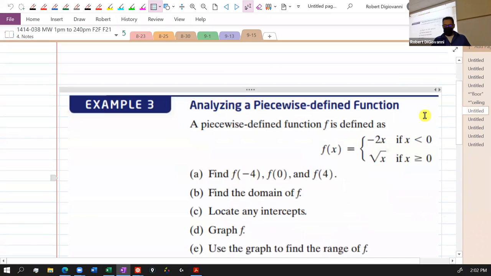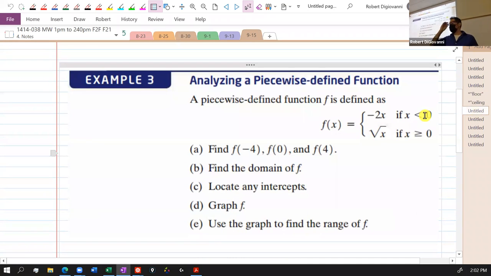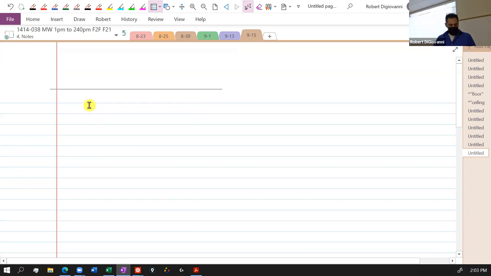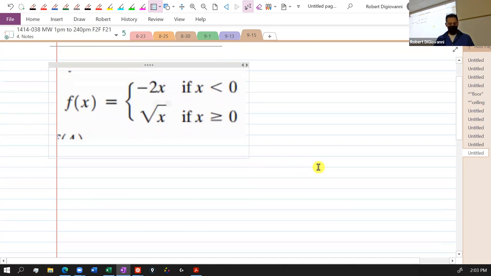So a lot of times in the real world, we need functions that behave a certain way, and then after a certain point, change and start behaving a different way. And so what we can create are what are called piecewise functions. So here is a function that we are defining. I'm going to copy it and put it on a different page. All right, so look at this function right here.